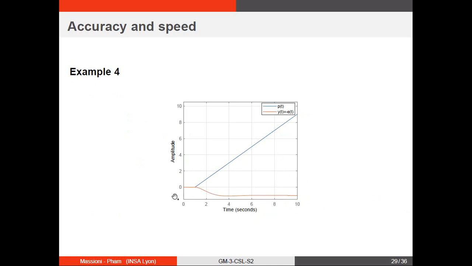You see, this is nice to look at because your P is a ramp and your Y is a constant, but it doesn't go to 0, so you will have a constant error at the limit.